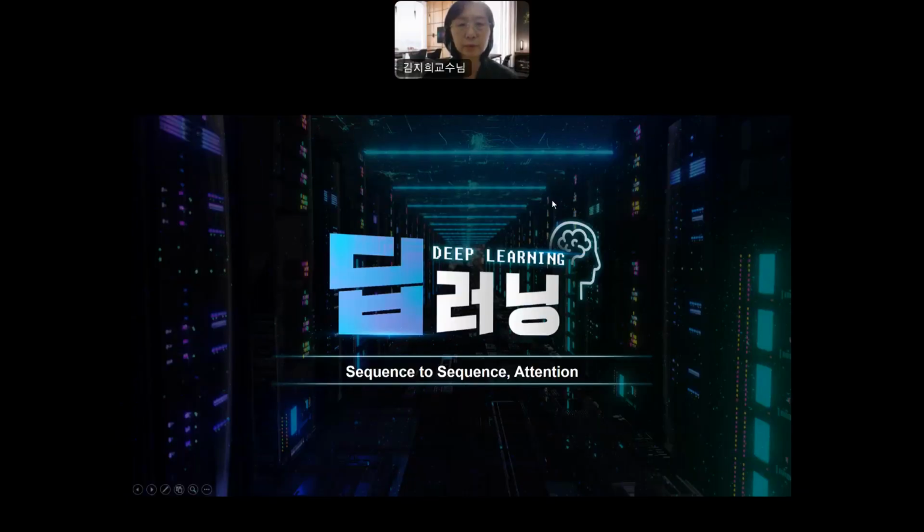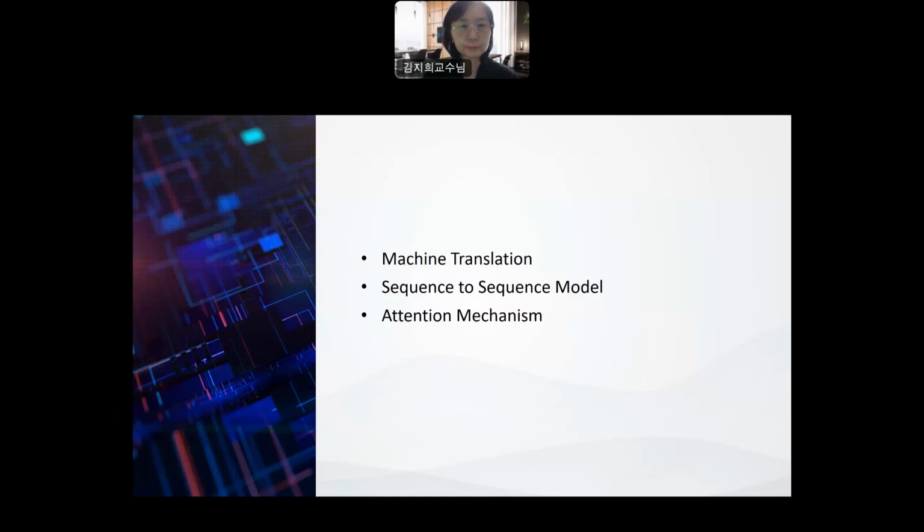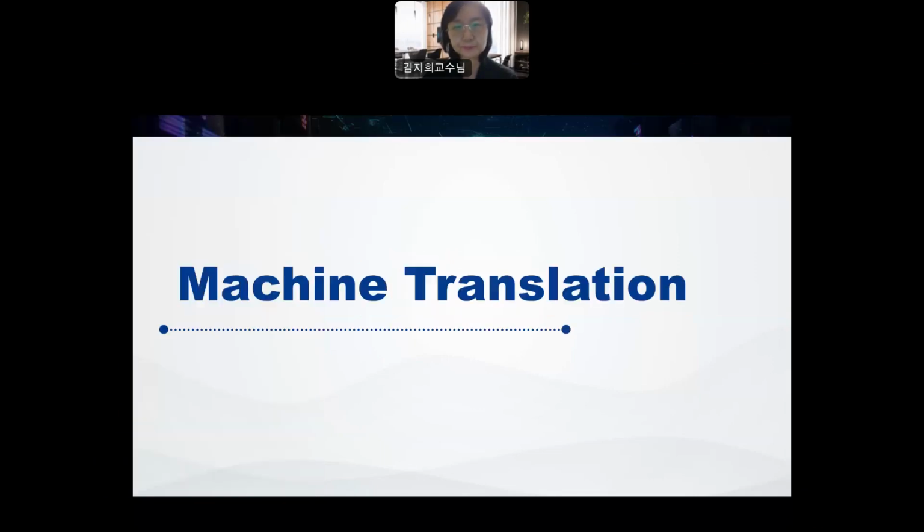Okay, we're going to start the sequence and attention mechanism. So this lecture covers machine translation, sequence models, and the attention mechanism. First of all, the machine translation part.